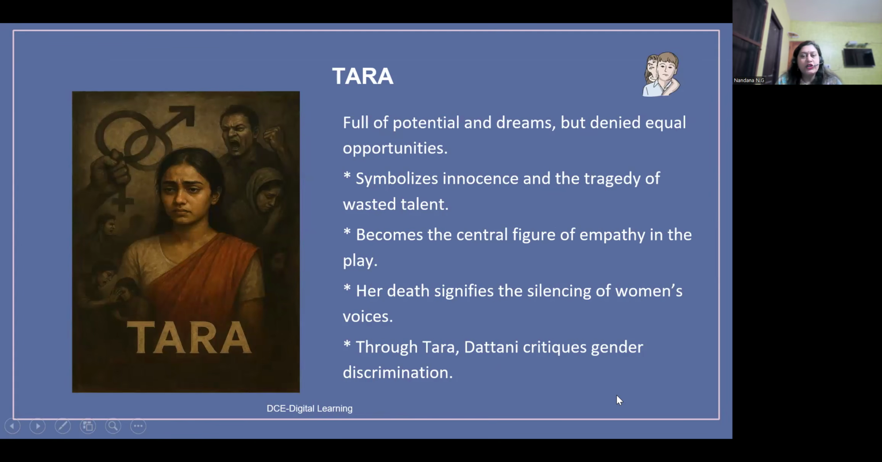Tara is full of potential and dreams, but she is denied equal opportunities. She symbolizes innocence and the tragedy of wasted talent. She becomes the central figure of empathy in the play. Her death in the end signifies the silencing of women's voices. So, through Tara, Dattani critiques gender discrimination that is so rampant everywhere in society.